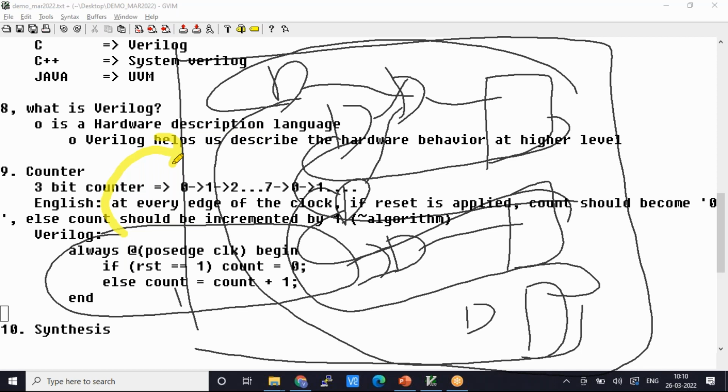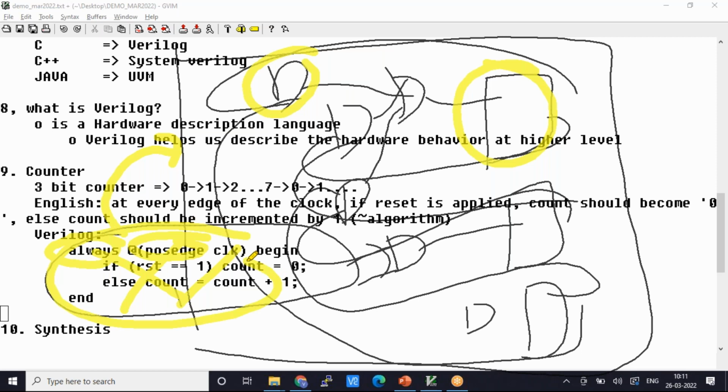Finally, we are interested in low level description only. Finally, my goal is what? Low level description only, because I can only manufacture the low level description. I can't manufacture always. I can't manufacture posedge. But can I manufacture AND gate? I can manufacture AND gate. I can manufacture a flip-flop. This code cannot be manufactured.